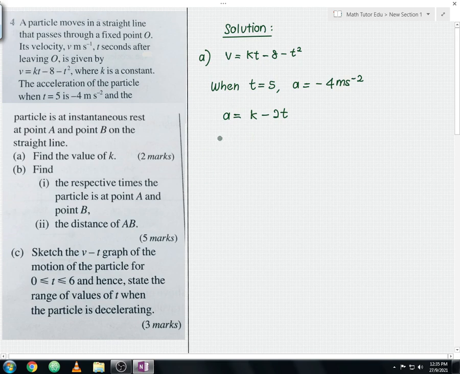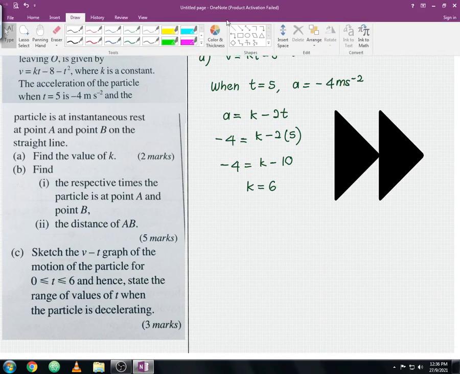So from here, negative 4 equals k minus 2 times 5. Okay, so from here you calculate this, you get negative 4 equals k minus 10. So you calculate this, you should get k equals 6. So this is your answer for the question part A. So let me underline the solution.